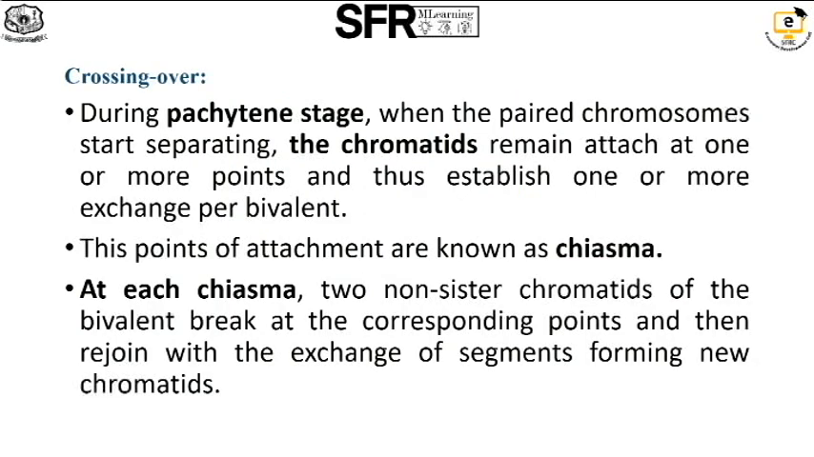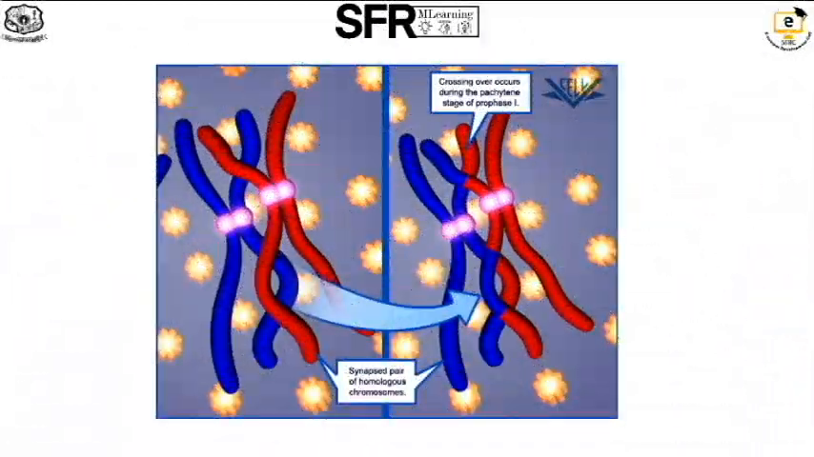The third mechanism is crossing over. During the pachytene stage, when the paired chromosomes start separating, the chromatids remain attached at one or more points and thus establish one or more exchanges per bivalent. This point of attachment is known as chiasma. At each chiasma, two non-sister chromatids of the bivalent break at the corresponding points and then rejoin with the exchange of segments, forming new chromatids. Likewise crossing over takes place. The two chromosomes come closer and start to pair.